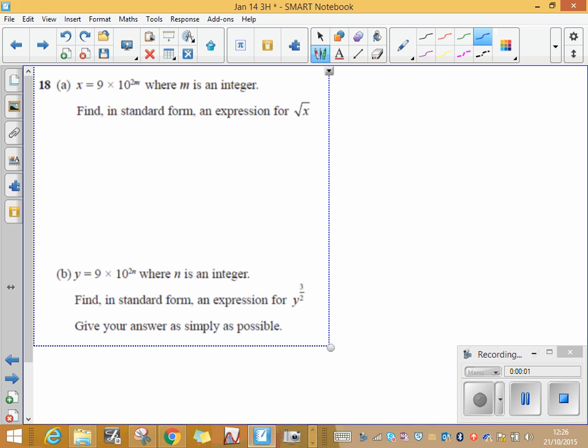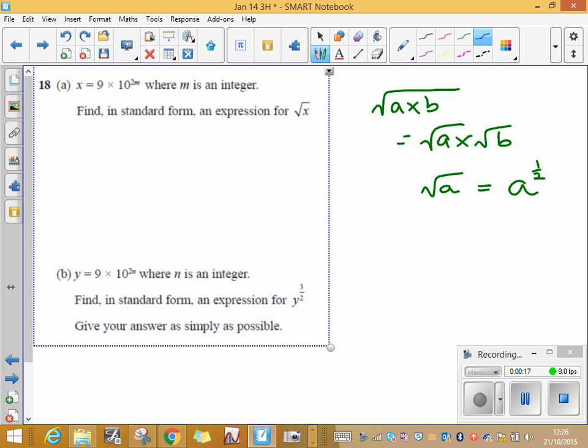A little bit of a recap here wouldn't go amiss about some properties of square roots. If we want to find the square root of a times b, remember we can write that as the square root of a times the square root of b. Also, remember if we have the square root of a, it's the same as a to the power of a half. Okay, so let's have a look at what we've got here.